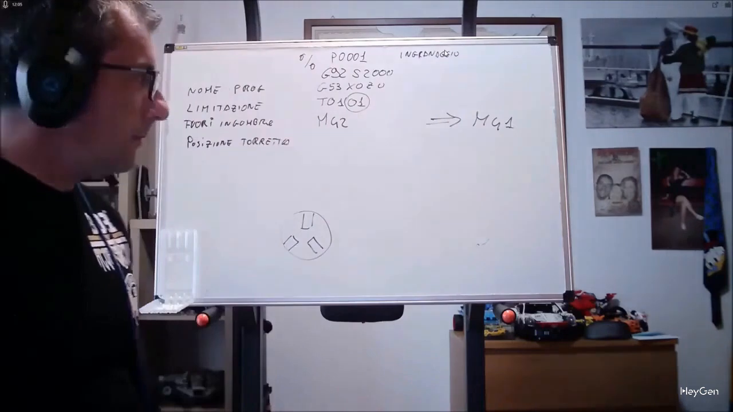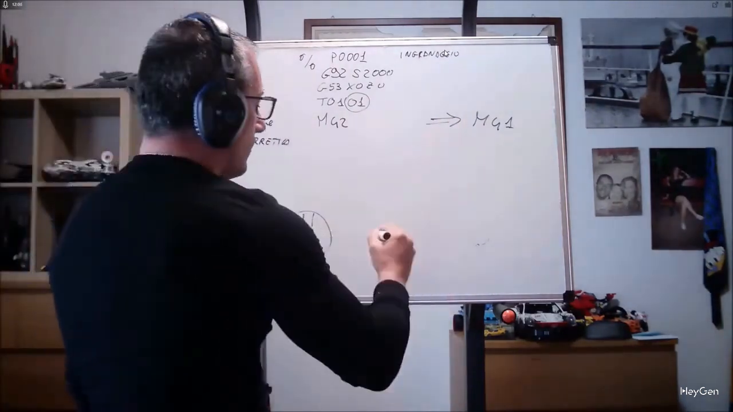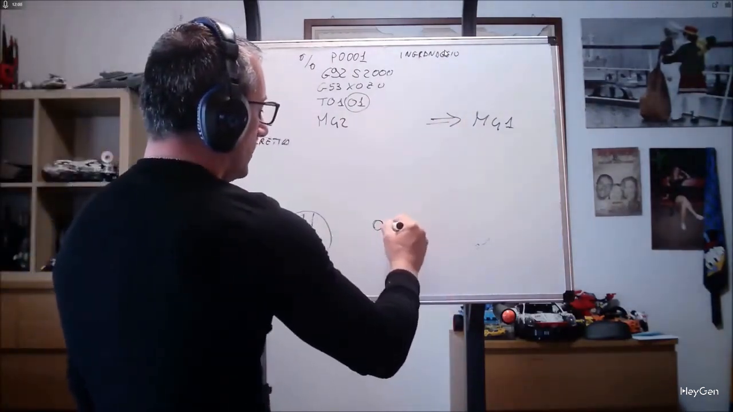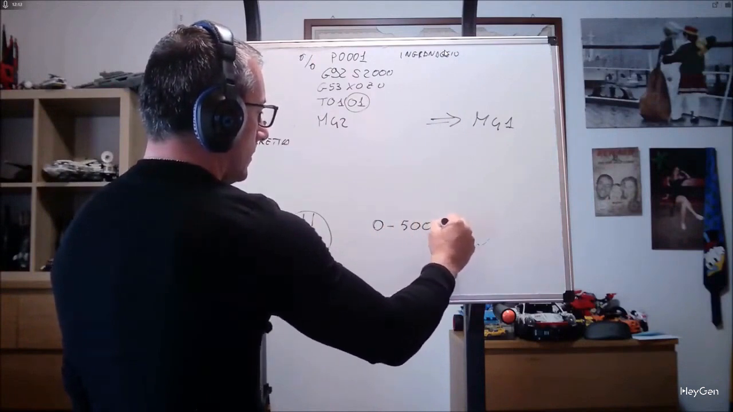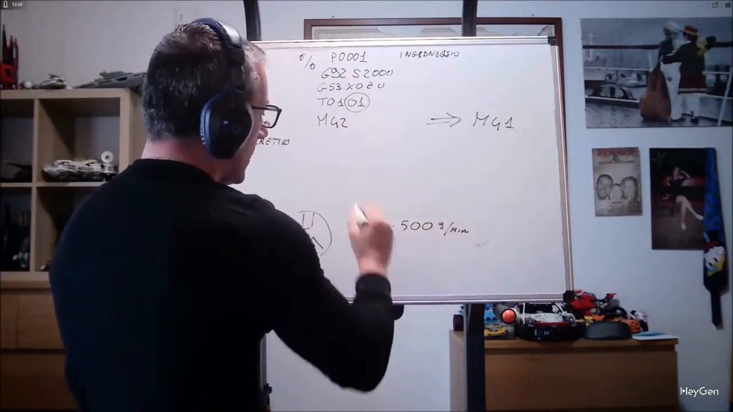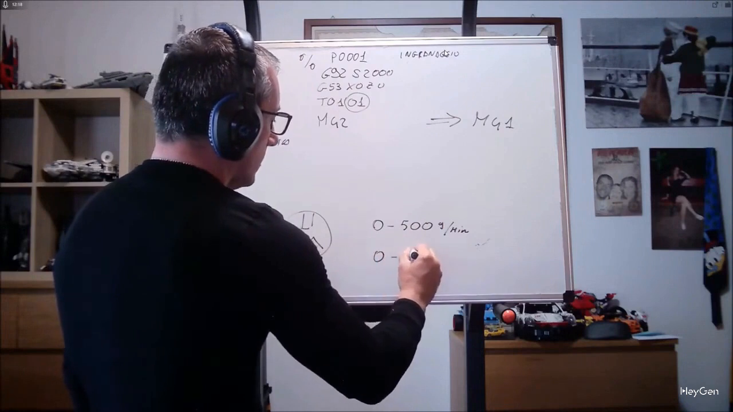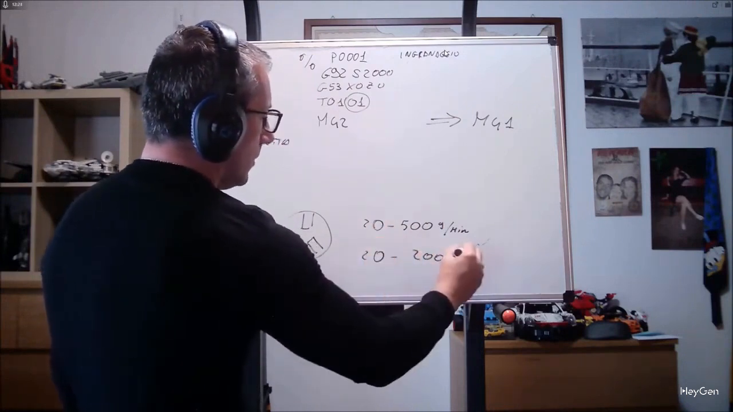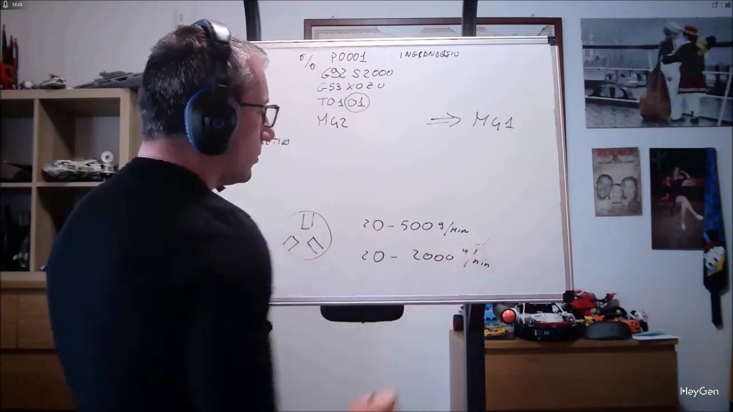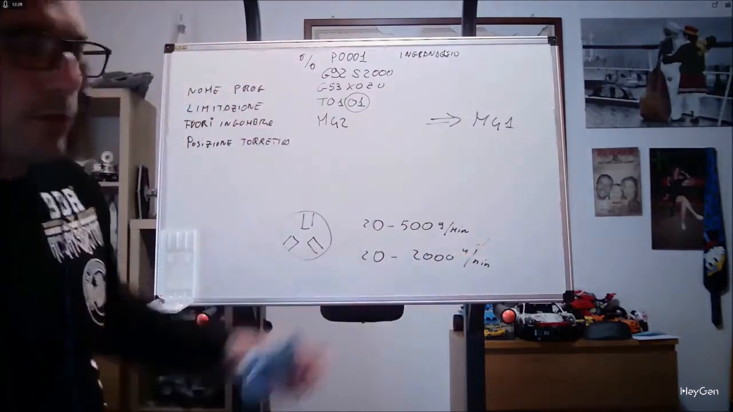Let's say the manufacturer tells you range 1, M41, works from 0 to 500 RPM, range 2 works from 0 to 2000 RPM. Normally 0 does not exist, they say 20 RPM. So one might say, well, I always use range 2, what do I care, it works.